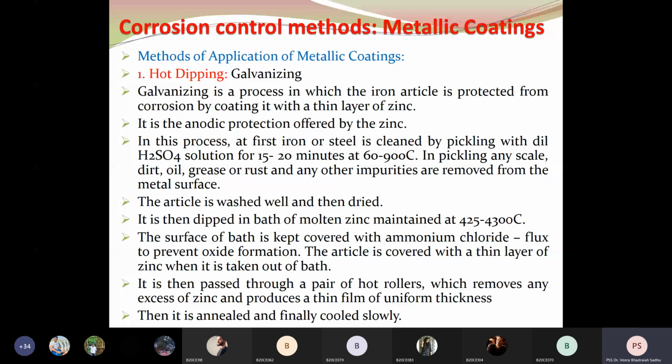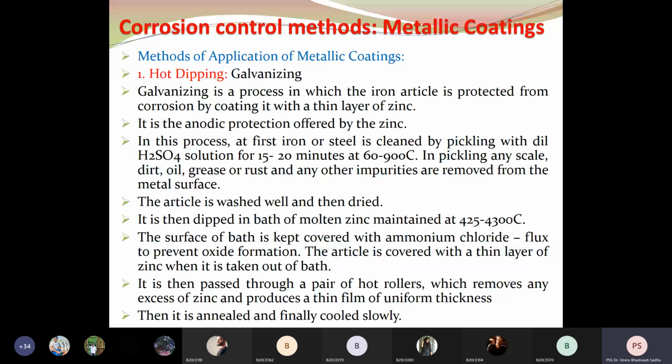You clean it with sulfuric acid. You heat the sulfuric acid to 60 to 90 degrees, not 900, 90 degrees. You slightly heat up the sulfuric acid solution, dip your iron into it, take it out and wash it with water. Then your surface is clean. After cleaning the surface, you dip it into your liquid zinc metal. Then the zinc is uniformly coated on the iron surface.